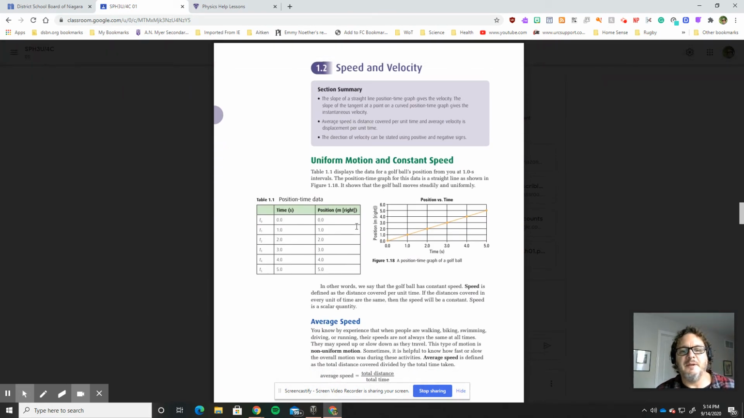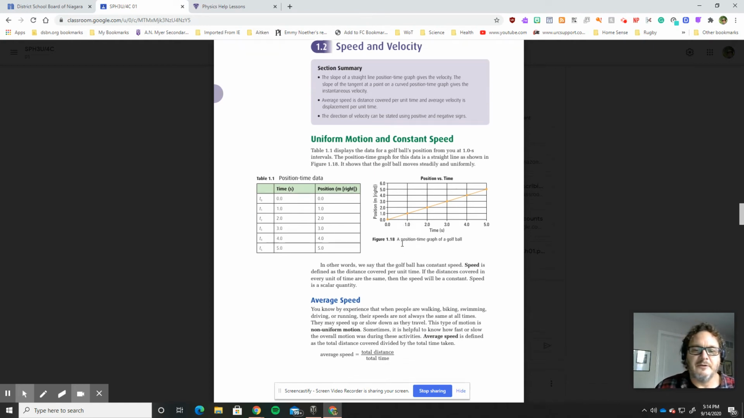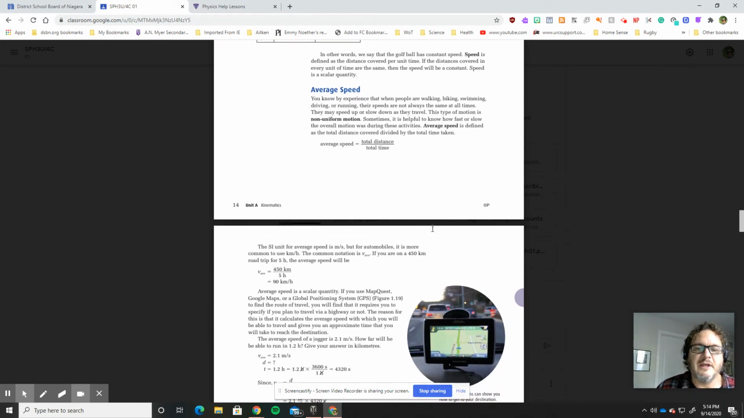Now, when you get to speed and velocity, remember, speed is a scalar, velocity is a vector. So if it's got direction, it is a vector. If it doesn't have direction, it is a scalar. So your odometer, I was showing a needle, but your odometer shows distance. Your speedometer shows speed. Your speedometer in conjunction with your GPS could show you velocity.